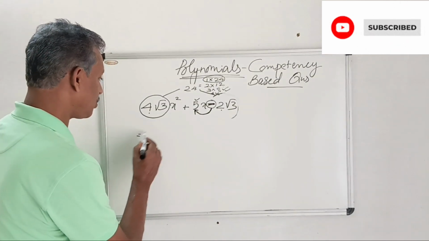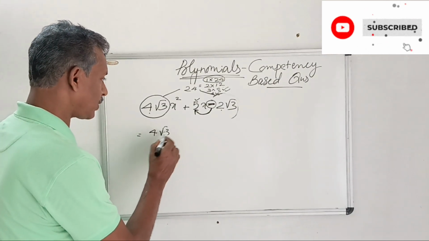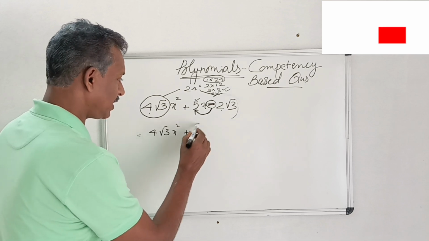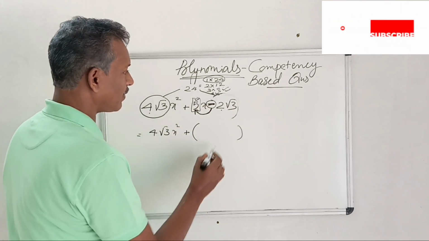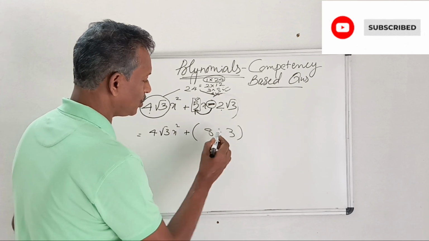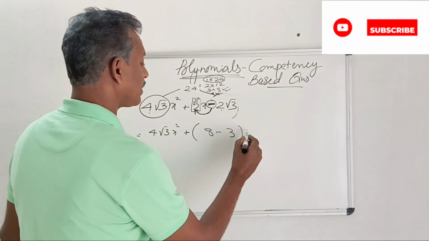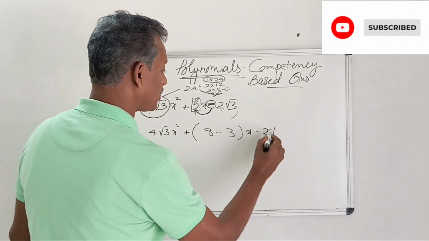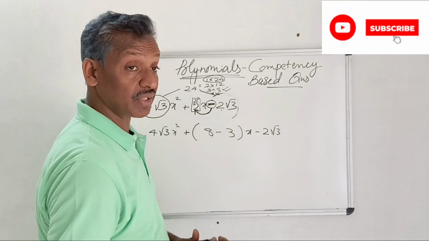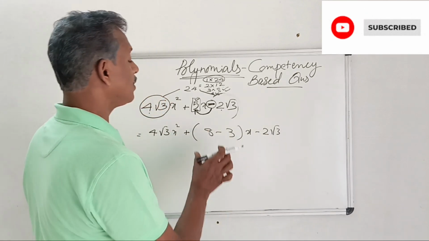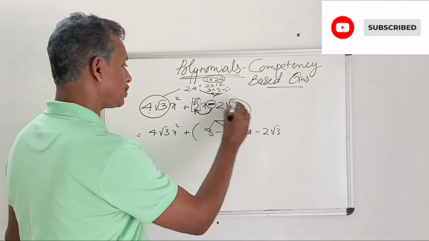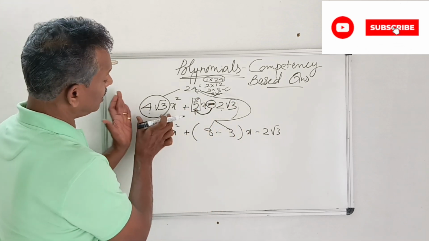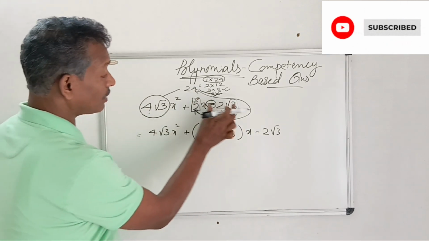So we can write 4 root 3 x square plus, instead of this 5, we write 8 minus 3. You know 8 minus 3 is 5. x minus 2 root 3. You may think I can write 7 minus 2 also, it is also 5. But 7 and 2, when you multiply this, it should give the product of the coefficient of x square and the constant.